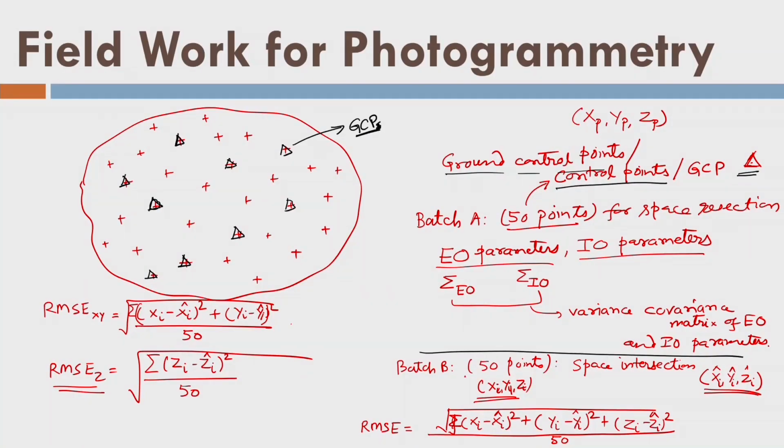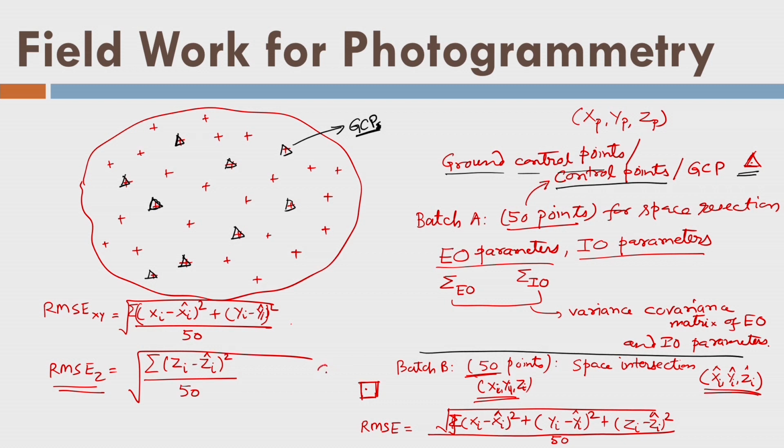And these 50 points which are used for the space intersection, I call them checkpoints because I have used them for the accuracy analysis or the accuracy evaluation. Remember, 50 is not a limit. Sometimes you need 500 points also. So don't stick to the number 50 here. These points are called checkpoints and they are indicated by squares like this.